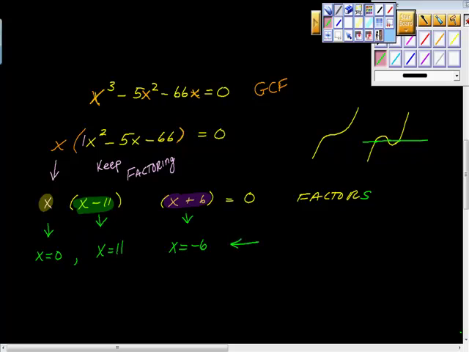These are our solutions. Really, really, really important. Factors compared to solutions. Okay, we factor to get solutions sometimes, but solutions are different. So please be careful, okay? Keep practicing.